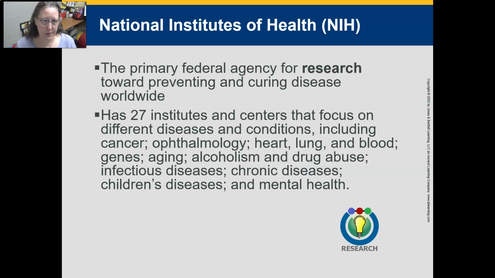Next, we have the National Institutes of Health. This is the primary federal agency for research toward preventing and curing disease worldwide. It has 27 institutes and centers that can focus on different diseases and conditions. For example, there's the Cancer Institute, there's ophthalmology, there's a Heart, Lung, and Blood Institute, there's a genetic one, there's one on aging, there's an institute on alcoholism and drug abuse, on infectious diseases, on chronic diseases, on children's diseases, and on mental health. There are a bunch of them out there.